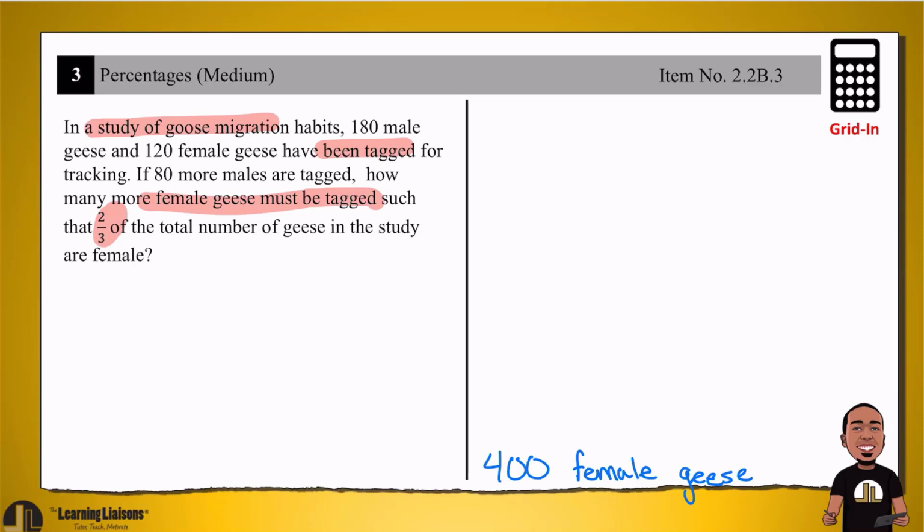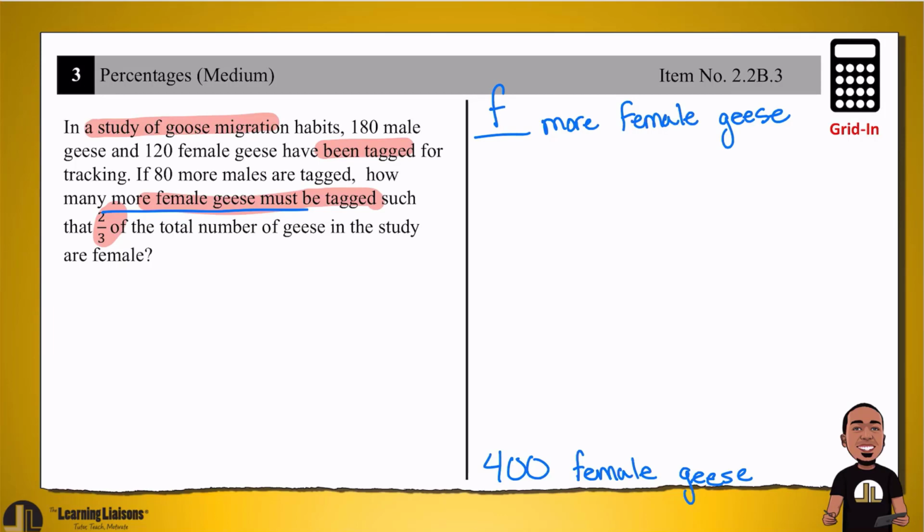All right, so from here, let's talk math now. Our answer again is the number of female geese. How many more female geese? So let's say blank more female geese. That's what we're looking at. And I'm going to say F for that number. F more female geese. That's how many more we need.